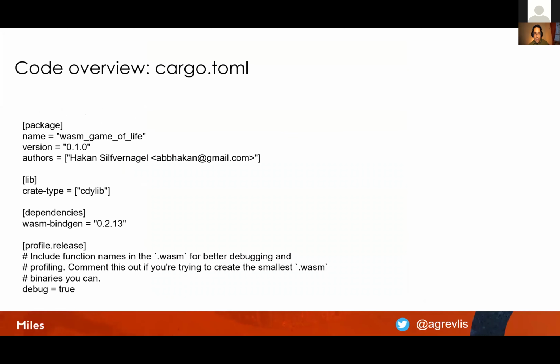So let's have a look at how this is done. This is similar to the previous example. We have this TOML file where we define our packages, and we define that we need to have wasm-bindgen.